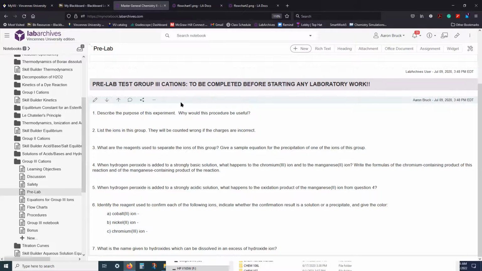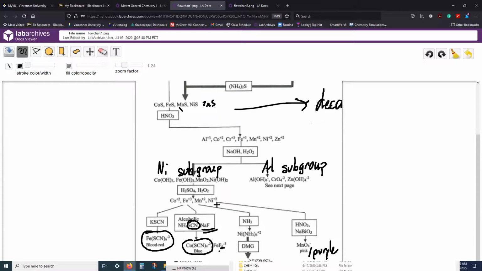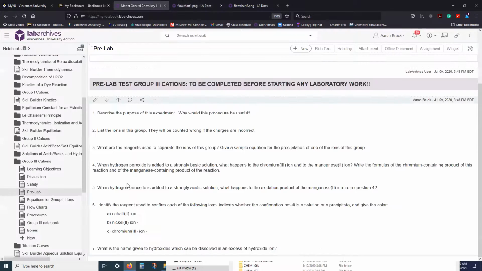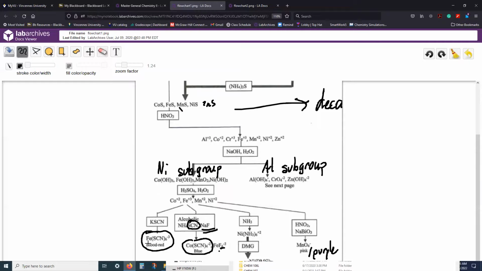And so question 5 is in the same kind of tenor. Look at the flow chart here, see what happens when we add the peroxide in the highly acidic solution, what happens to the manganese. It went from manganese 4 to manganese 2. And then for question 6 here, you just need to look at, again, the flow chart. What is the end product? What reagent did we use to get that end product? And is that end product a solution, like a complex, or is it actually a solid material?